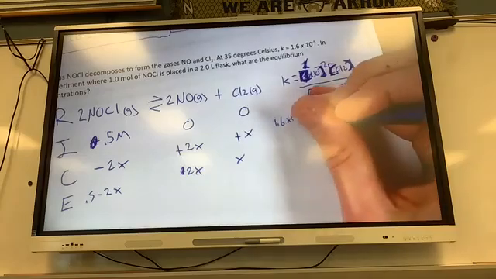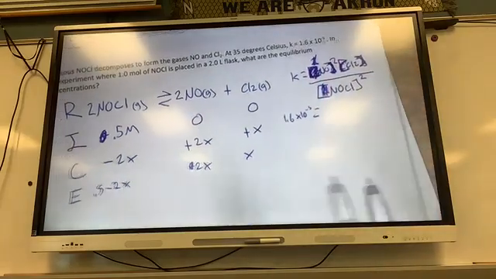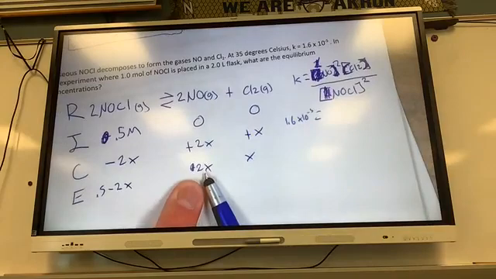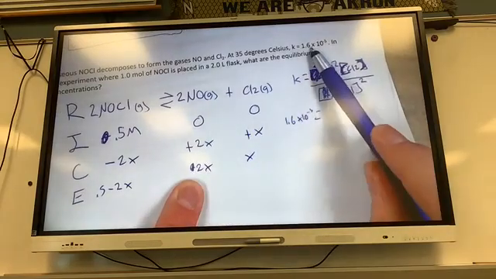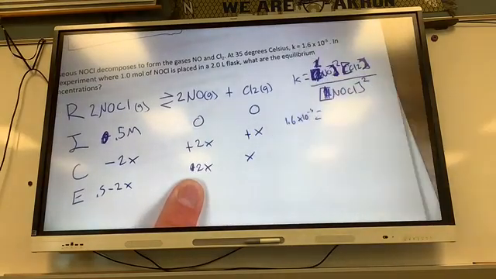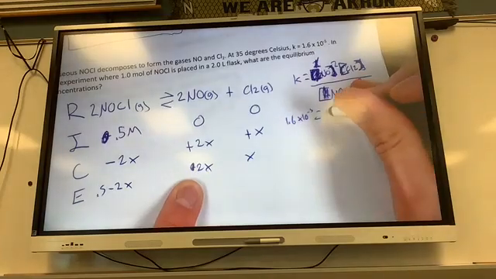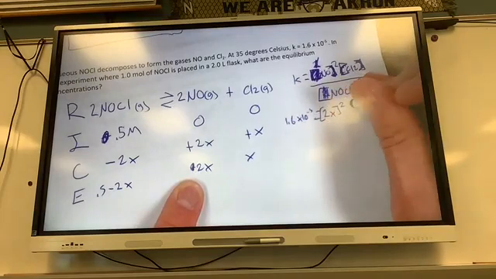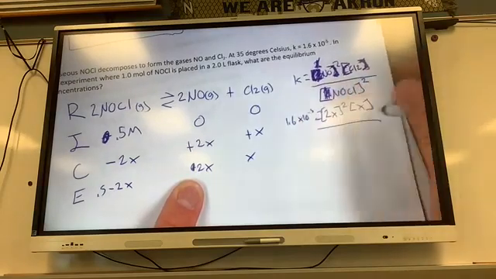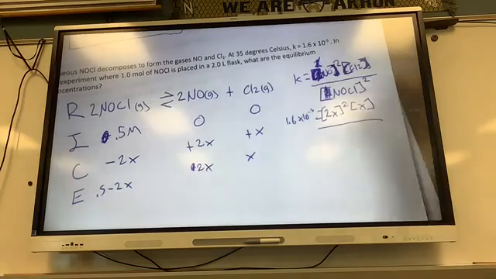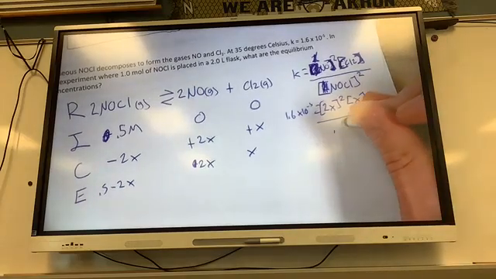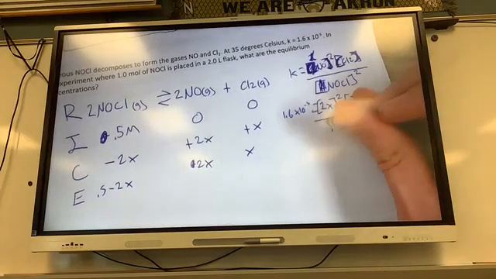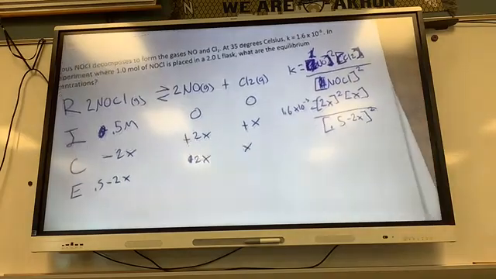1.6 times 10 to the negative fifth equals, what am I going to put in for NO? 2x squared. That's where I was. I was just one step ahead. Would it be negative 2x squared then? Positive. 2x squared times x. Do you see where my brain was thinking there? Over 0.5 minus 2x, that whole thing has to be squared.